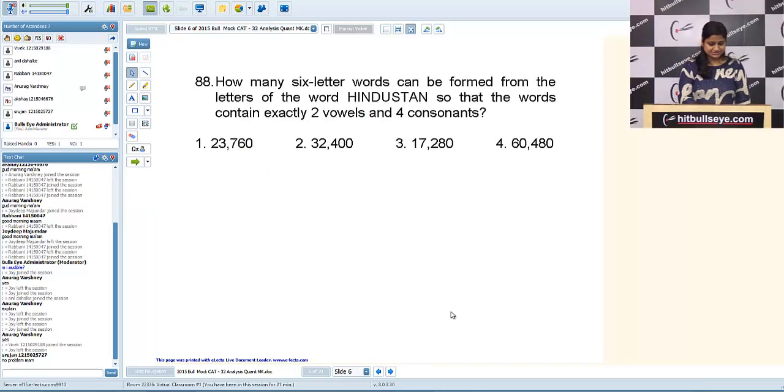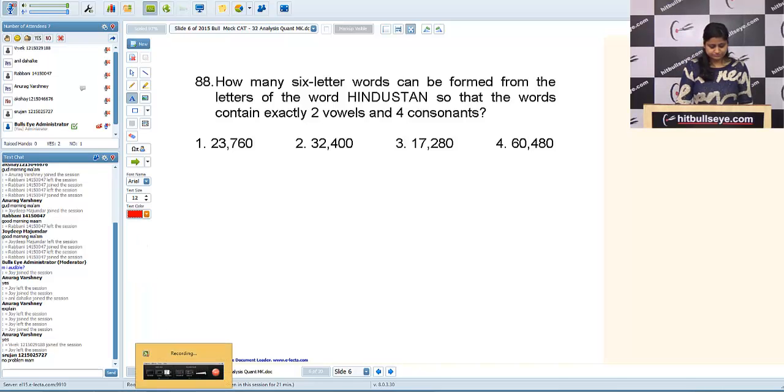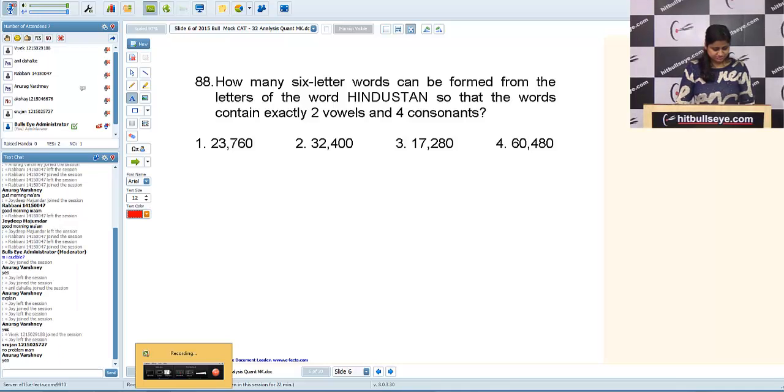Question 88. Any problem in this? Yes, guys. Any problem in question number 88? I'm still waiting for your response. I think Anurag, you are typing something. Any problem in 88th question?